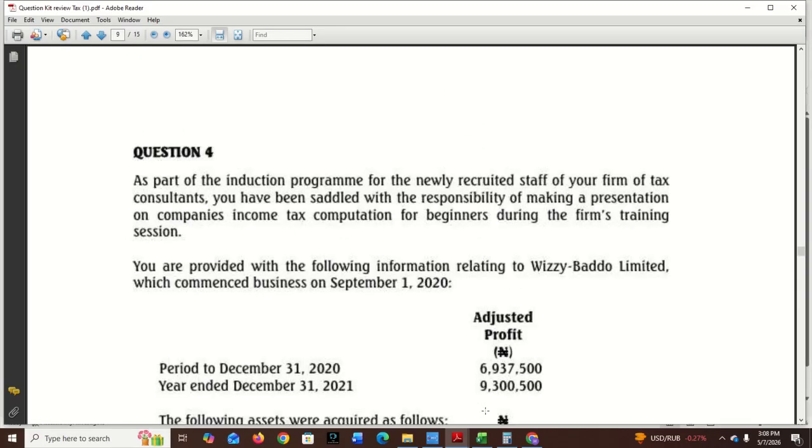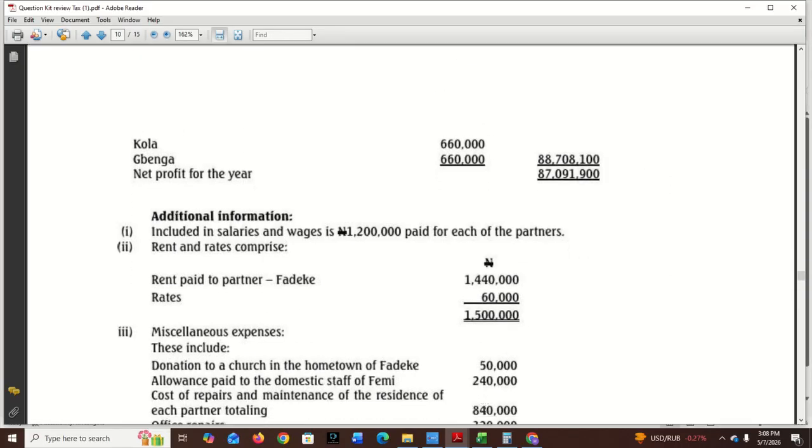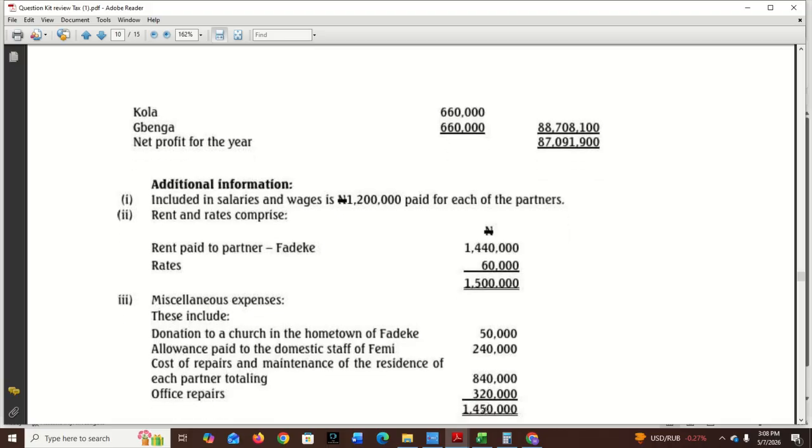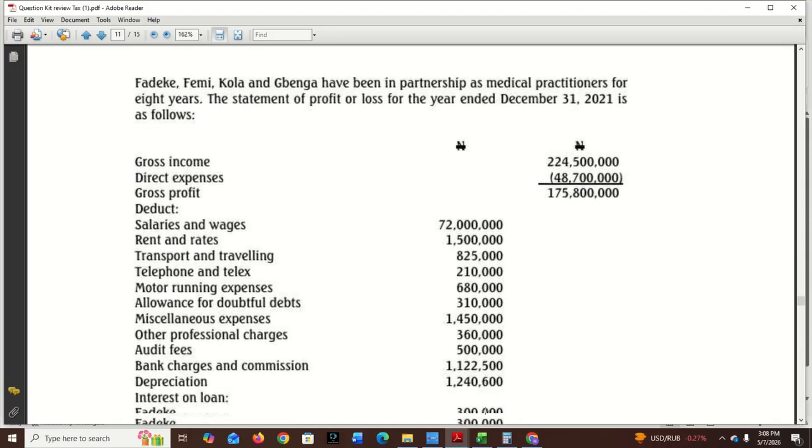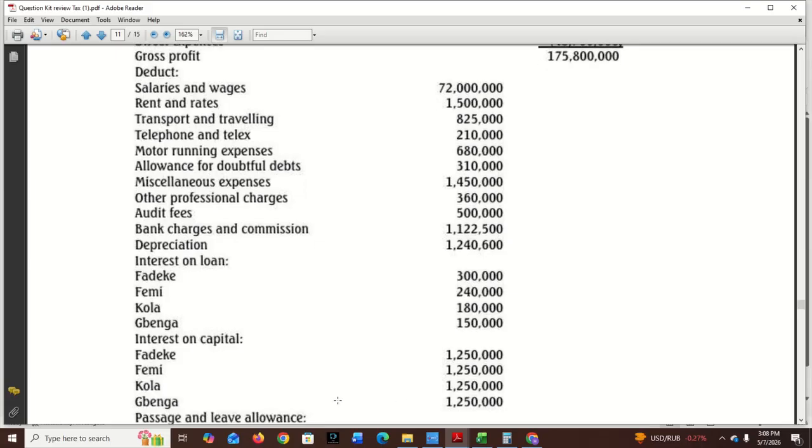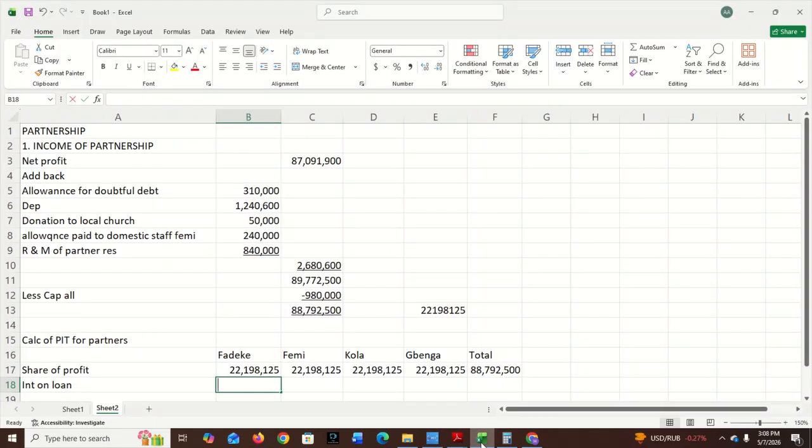Okay, I think it's additional information, sorry. Alright. No, it's in that trial balance. Let's look at it. Alright, interest on loan, you can see Fadeke, Femi, Kola, and Benga. So let's put it there. 300,000.